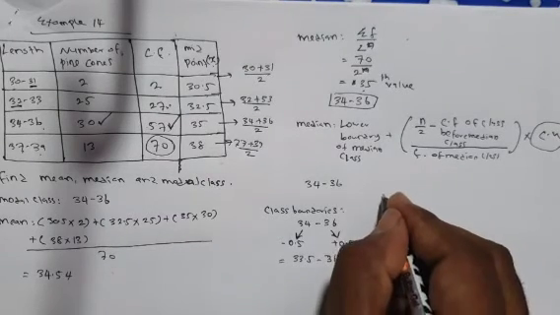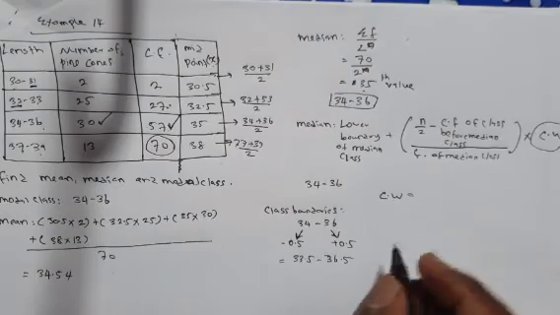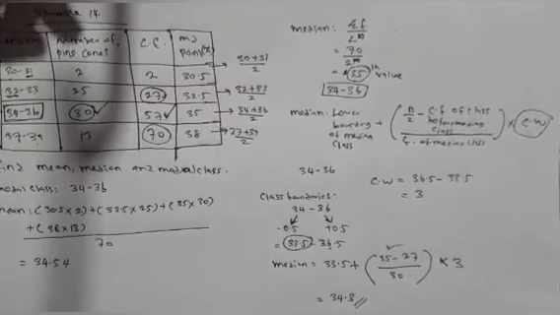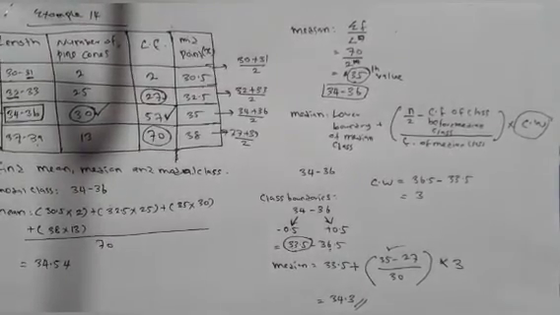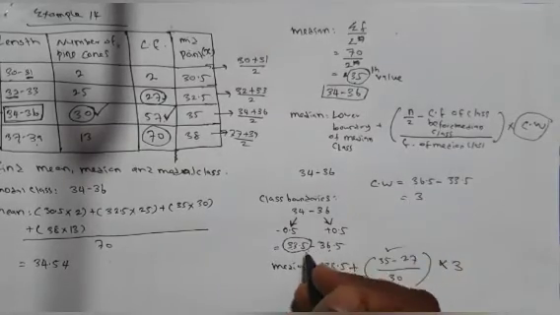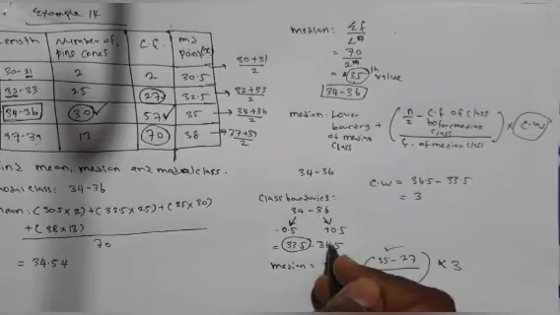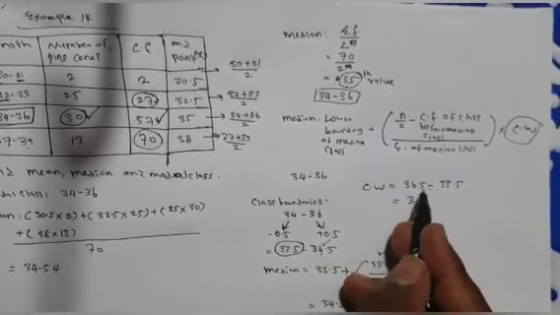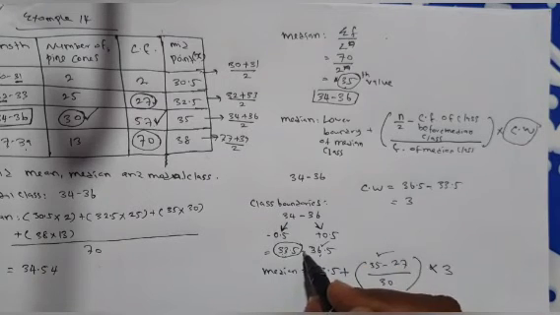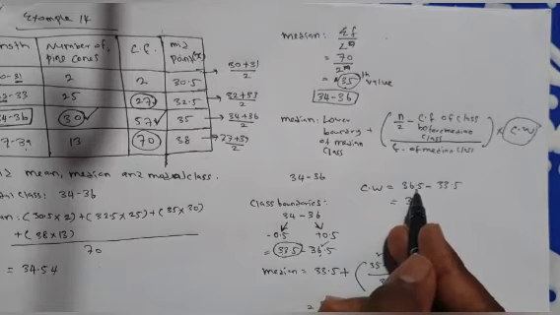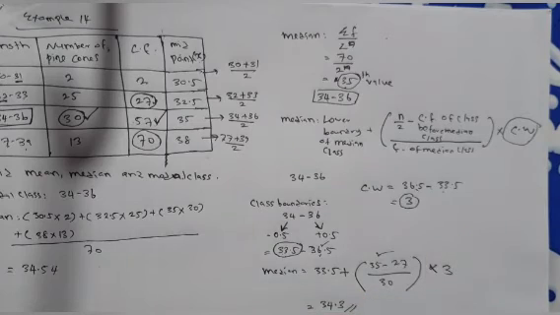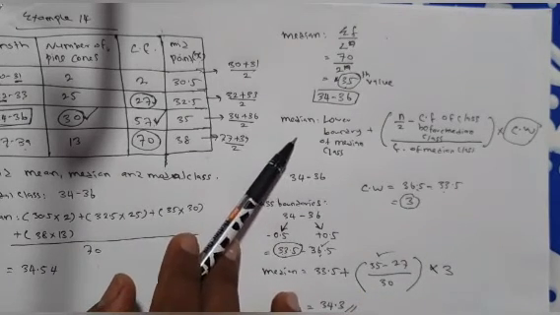Then in the formula we are required to use the class width. So how do we find the class width? We calculate the class width from the class boundaries: the highest value 36.5 minus the next value in the class boundary, 33.5. So 36.5 minus 33.5, we are going to get a class width of 3.